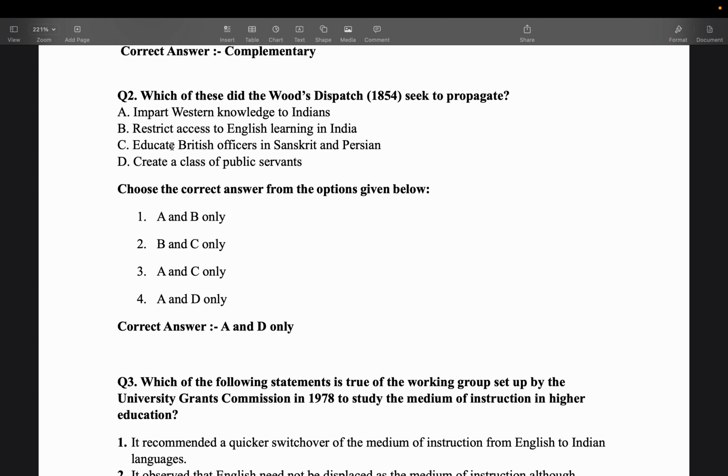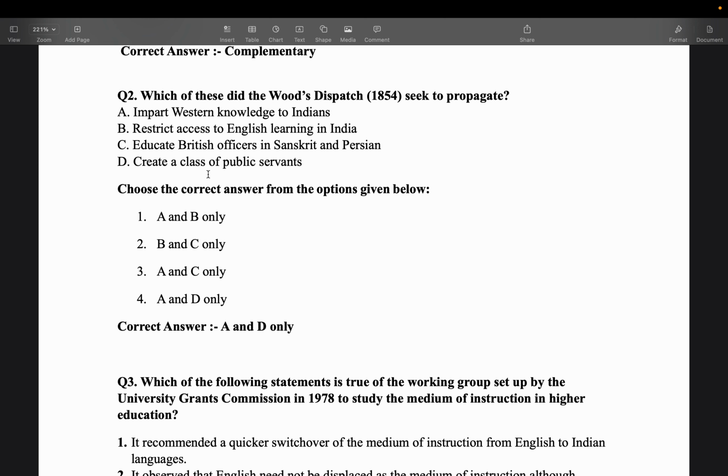This is actually a silly question because the two wrong options are completely nonsense. Wood's Dispatch introduced English education, everybody knows, isn't it? Magna Carta of English education. So option A, impart Western knowledge to Indians. Maybe yes. Restrict access to English learning in India. No, that will not be, because that is not what Wood's Dispatch did. Then, educate British officers in Sanskrit and Persian. Not at all. Wood's Dispatch is not about Sanskrit and Persian.